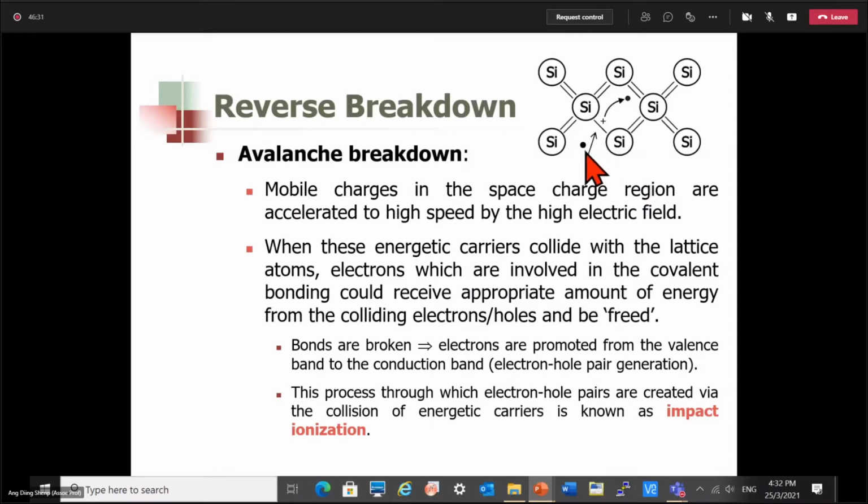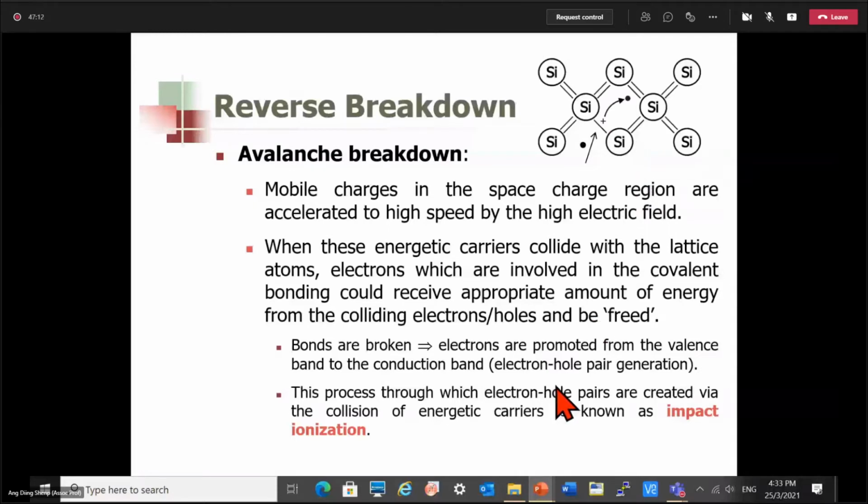So this excess kinetic energy of the energetic electron can be transferred to one of the electrons in the covalent bond here, thereby breaking the covalent bond. Or in other words, this electron can get excited to the conduction band of the semiconductor. Now, this process whereby an energetic carrier, electron or hole, creates additional electrons and holes within the semiconductor is called impact ionization. Okay, so why is impact ionization important in avalanche breakdown? We will see later on.